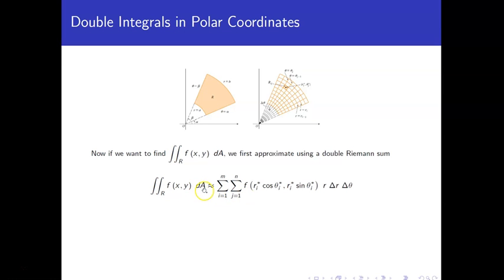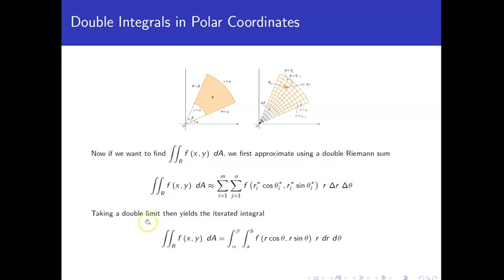Notice what goes in for dA. It's the area of the polar rectangle. Technically, I should have an r sub i here, and it's just an r. But this is the area of the polar rectangle, which is r delta theta. So now if we take a double limit, we get an iterated integral that goes a to b for the r's, alpha to beta for the thetas, f of r cosine theta, r sine theta, and then r dr d theta. All right, so the extra factor of r pops in when we convert to polar.